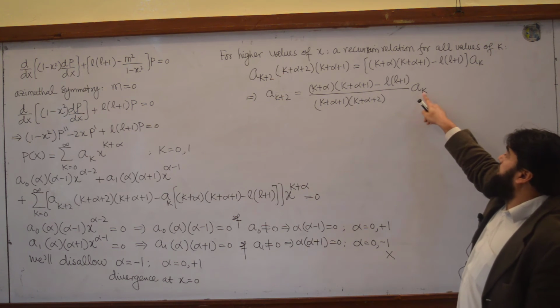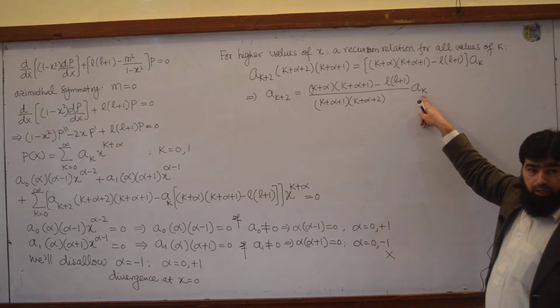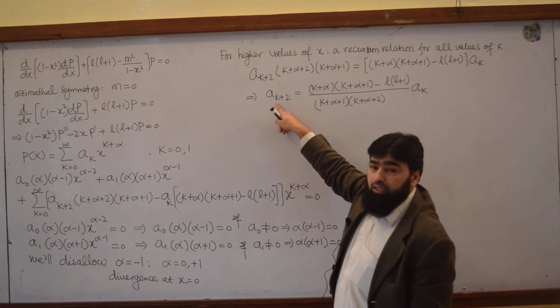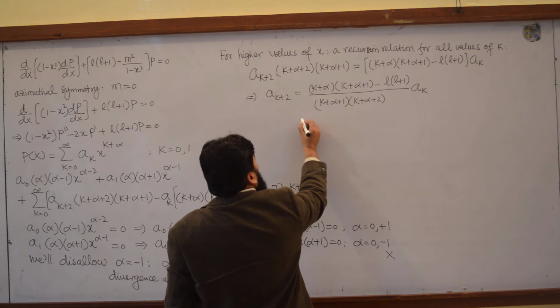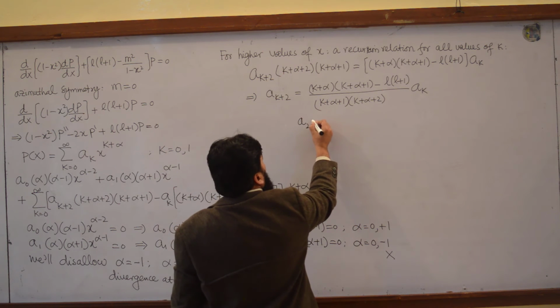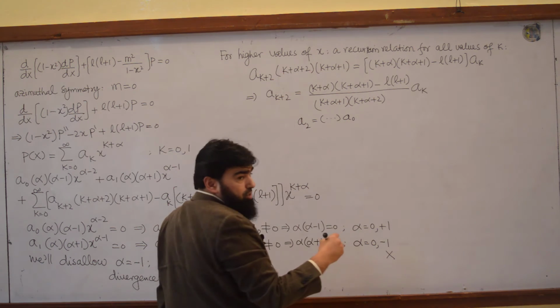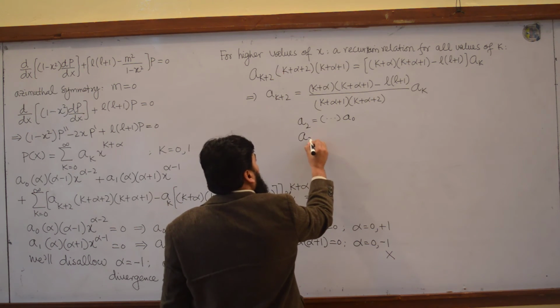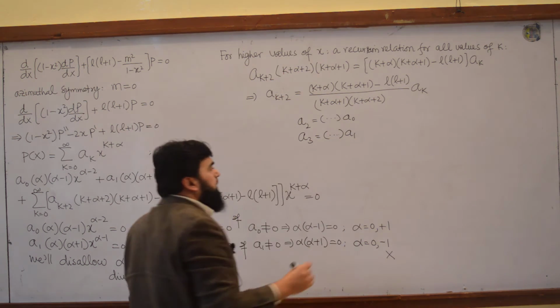If you give here ak, means k equal to 1, then it will be a3. So what you are getting: you get a2 in terms of a0, or you get a3 in terms of a1.